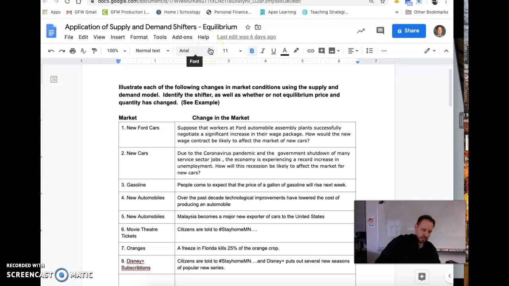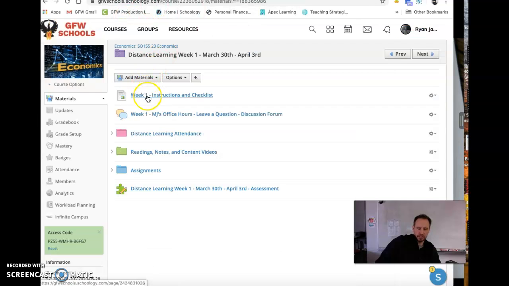Basically, with this assignment, what you're looking to do is illustrate which curve is going to shift, whether we're going to see a shift in the demand or a shift in the supply curve. And when either of these curves shifts, what happens to both the equilibrium price and the equilibrium quantity.